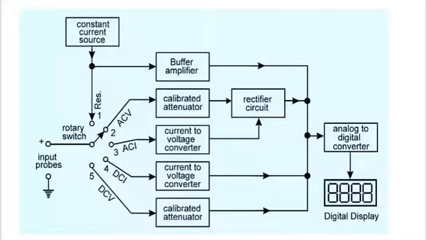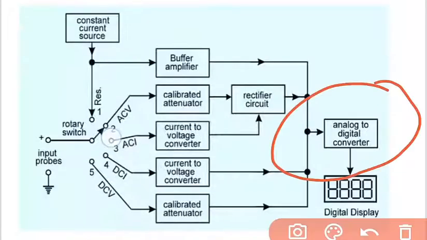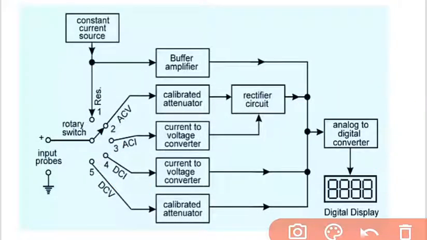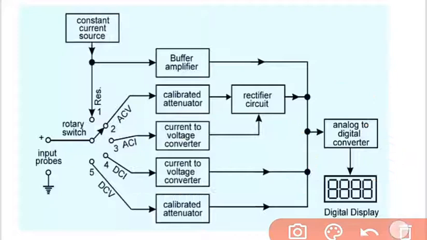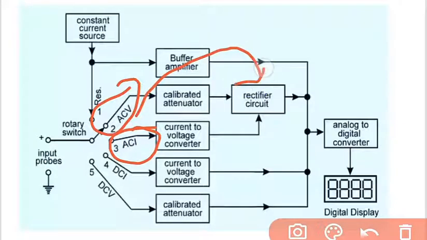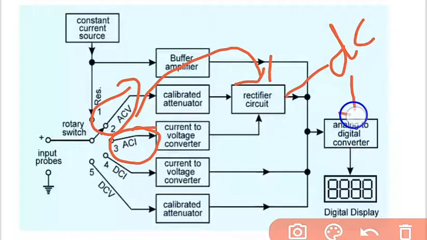Next, if you want to measure DC current, then you have to convert the current into voltage. Then you will get DC voltage here. Again it is converted to digital and then displayed. If you want to measure the AC voltage and AC current, then you require a rectifier circuit to convert it into the DC value. Then it is converted to digital and displayed.